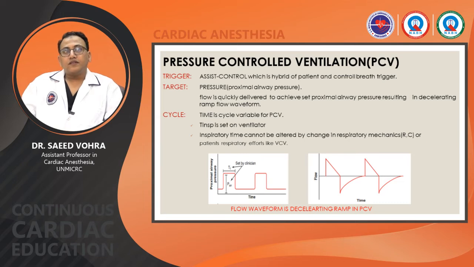Pressure control ventilation: the trigger is assist control again, which is a hybrid trigger. Then the target is the pressure. Whenever you say pressure, it is the proximal airway pressure. The cycle is time. The inspiratory time is set on the ventilator. Inspiratory time cannot be altered by change in respiratory mechanics, that is resistance or compliance, or the patient's respiratory efforts, like in volume control ventilation.